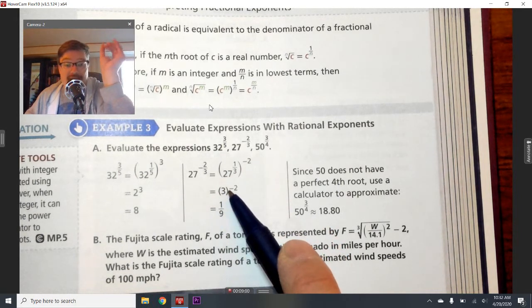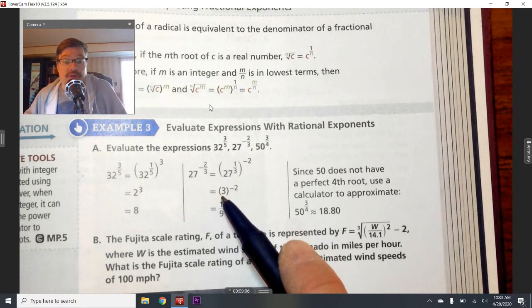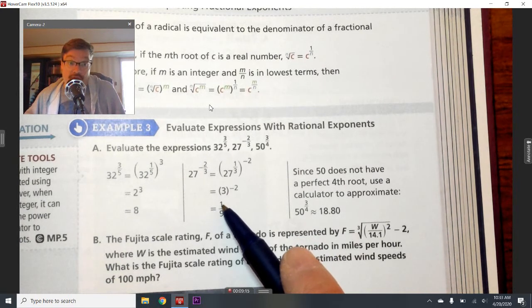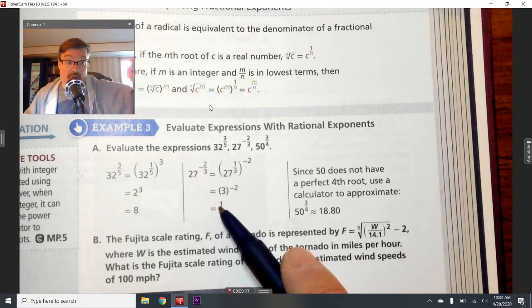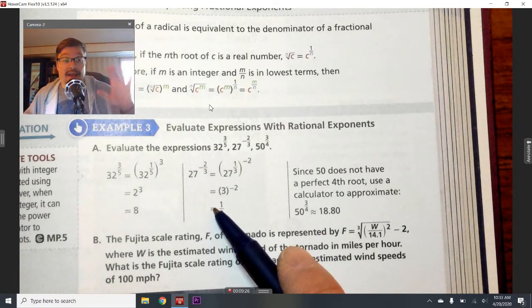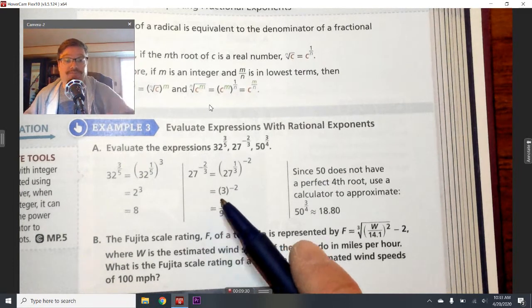Now, a negative exponent just means that you're going to take the reciprocal after you've raised it to that power. So what you do is you take 3, raise it to the positive 2 power. That's 9. Then, because it's negative, it's just 1 over 9. Negative exponent means you're in the wrong location. If you're in the numerator, you have to go to the denominator, and if you're in the denominator, you go to the numerator. So a negative exponent just basically means I want it inverted. I want a reciprocal.